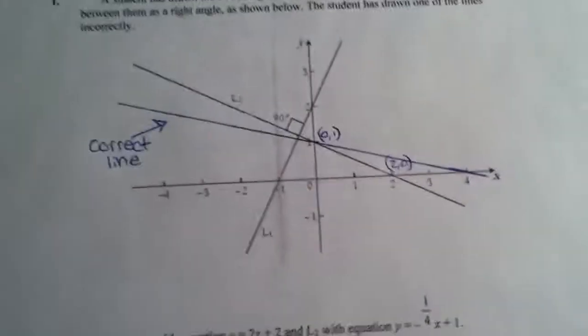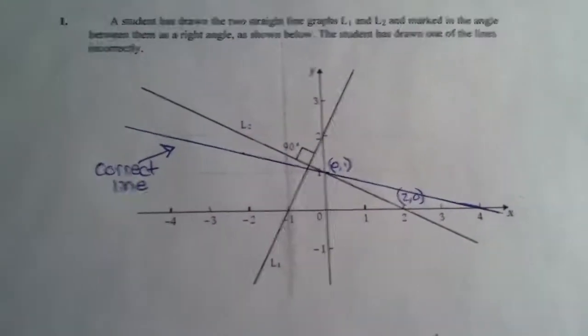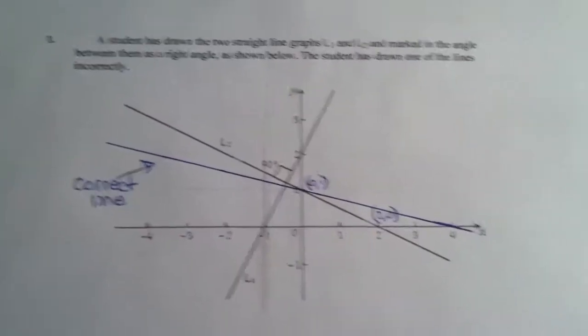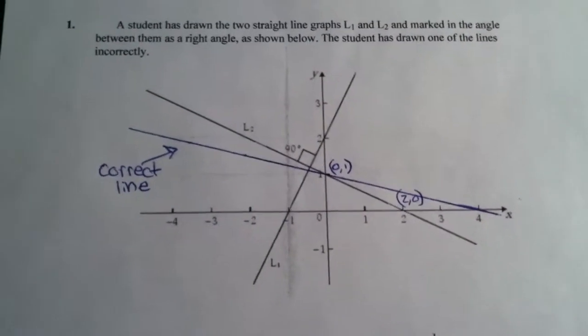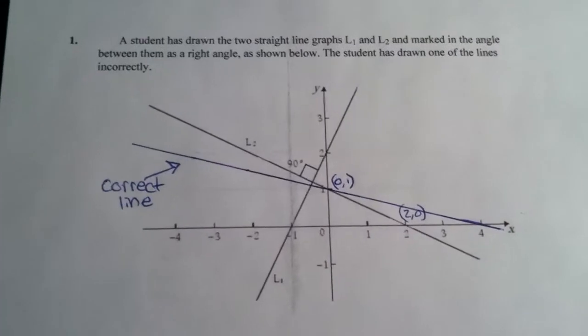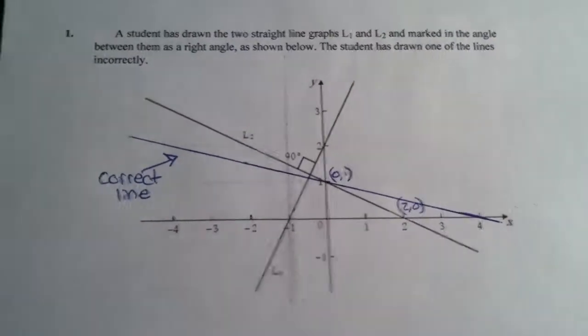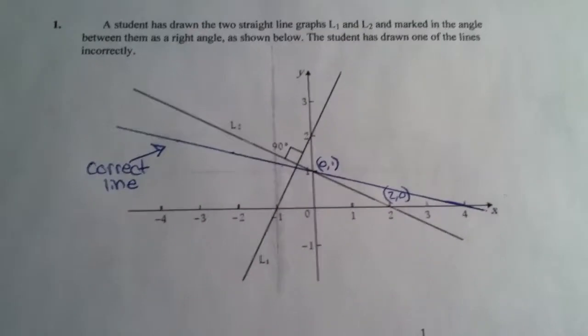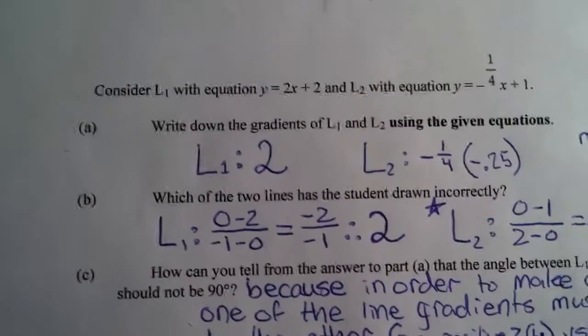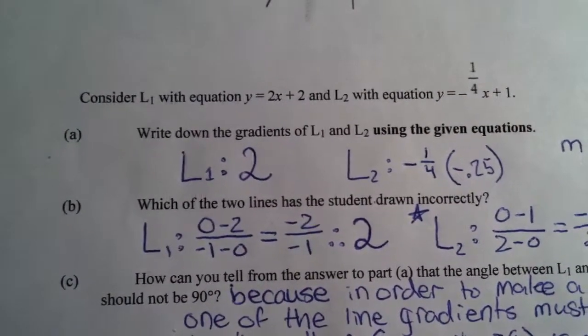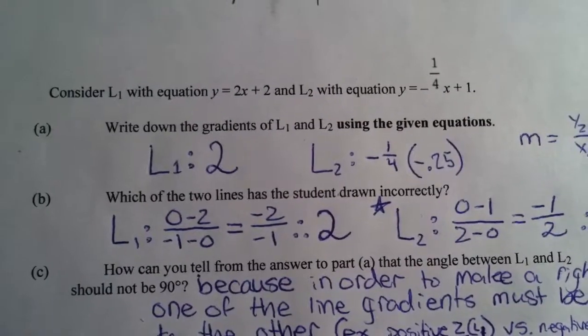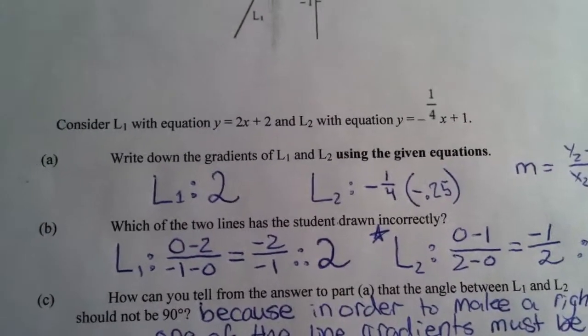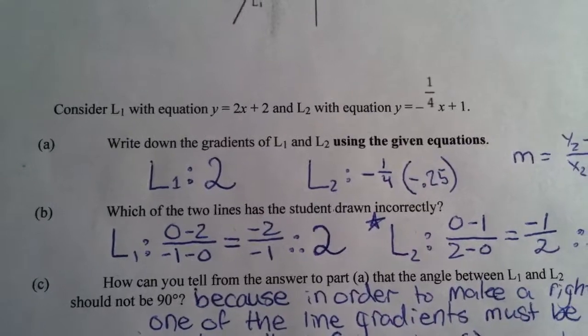So my assigned problem was Unit 5.4, equations and lines. The problem is a student has drawn, well, actually, no, you can read it. So consider L1 with equation y equals 2x plus 2 and L2 with equation y equals negative 1/4 x plus 1.